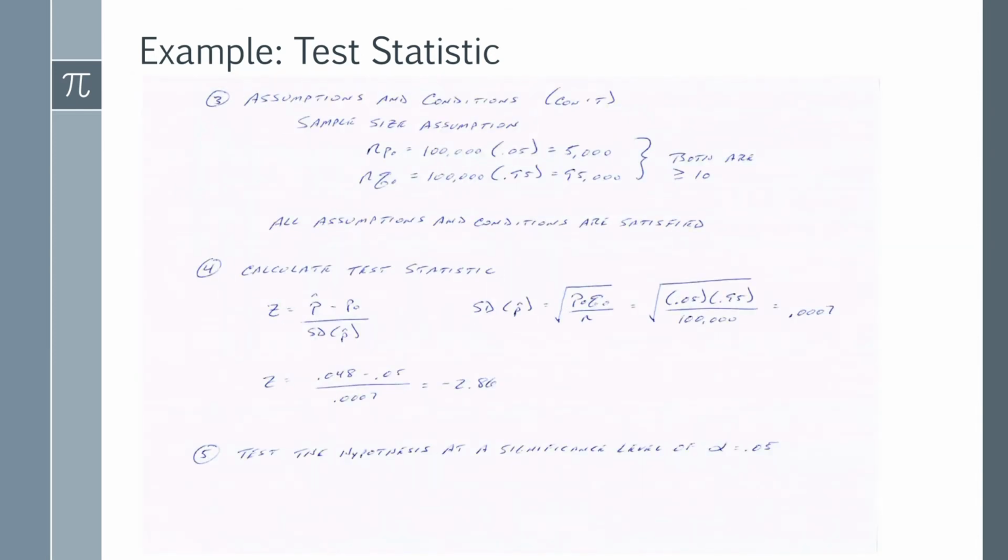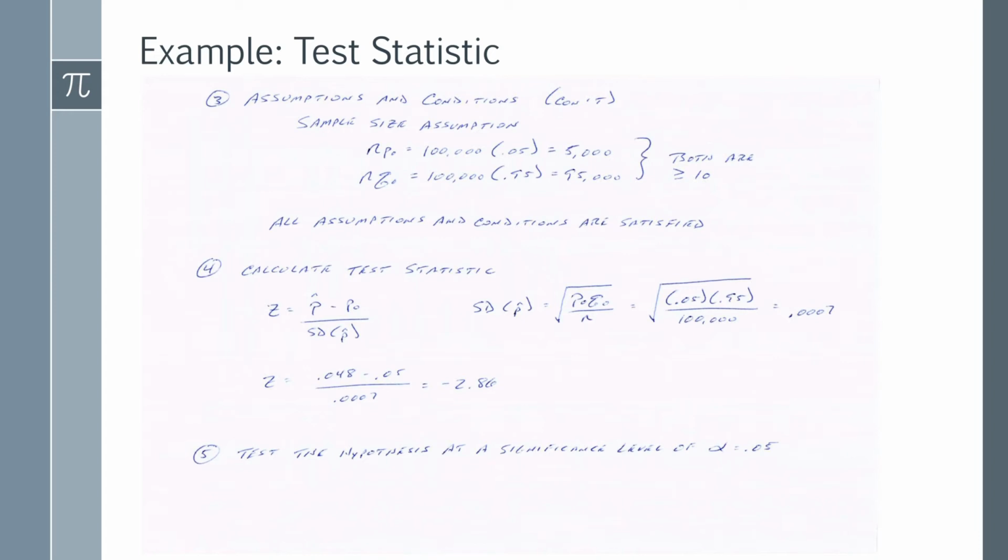So let's continue with our assumptions and conditions. We have to look at our sample size assumption, and we have to check our success-failure condition. So our n is the 100,000. Our p naught is 0.05. That gives us 5,000. Our q naught is 0.95, so we multiply that by 100,000, and that gives us 95,000. Both of those values are greater than or equal to 10. So therefore, our sample size assumption has been satisfied. So all assumptions and conditions are satisfied.